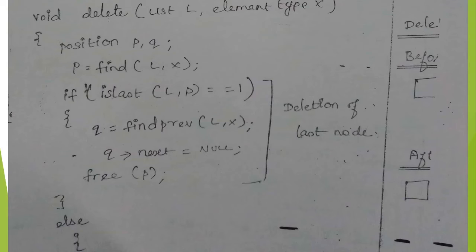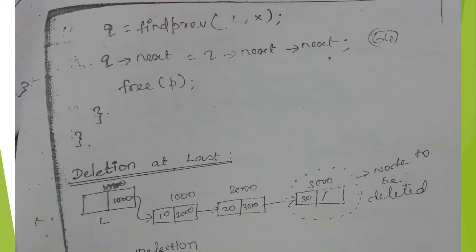If node P to be deleted is not the last node, then the else part will execute. Here, find the previous node Q, and assign Q's next value, that is P's next node, to Q's next node. Free P's memory by using the free command.